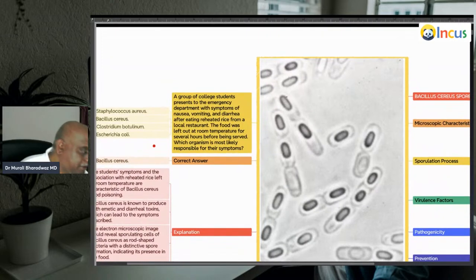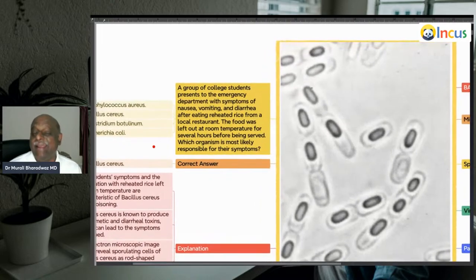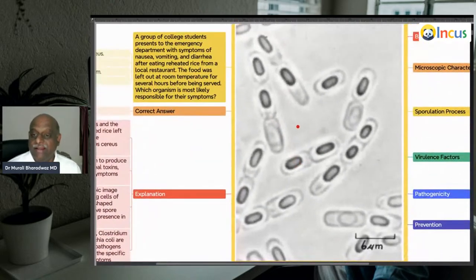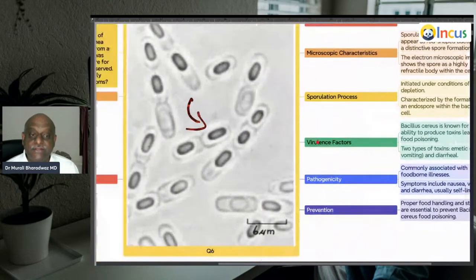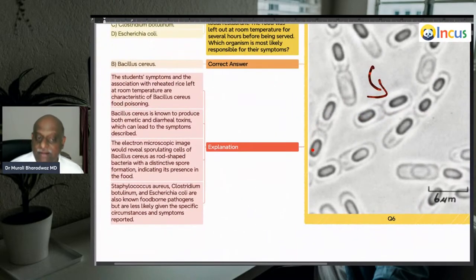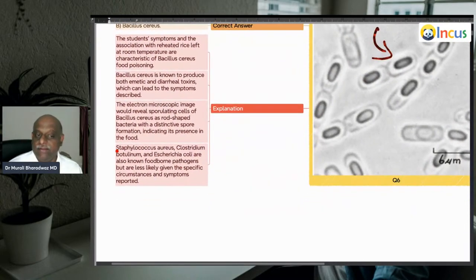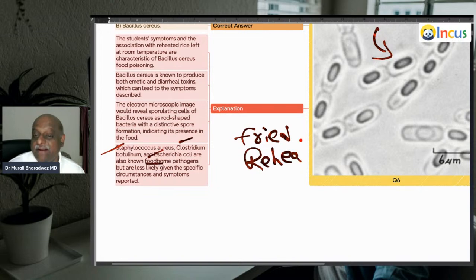A group of college students presents to the emergency with the history of diarrhea and eating the reheated rice. Very nice to see 8 online classmates. And you are able to see the Bacillus cereus spores. Bacillus cereus has got a very short incubation period. Even Staphylococcus, Clostridium botulinum, E. coli are all known to be foodborne pathogens. But fried rice, which is reheated, is a very, very important clue that you need to remember.